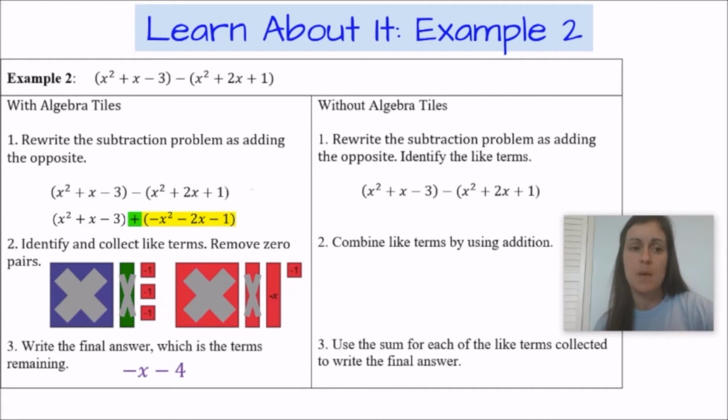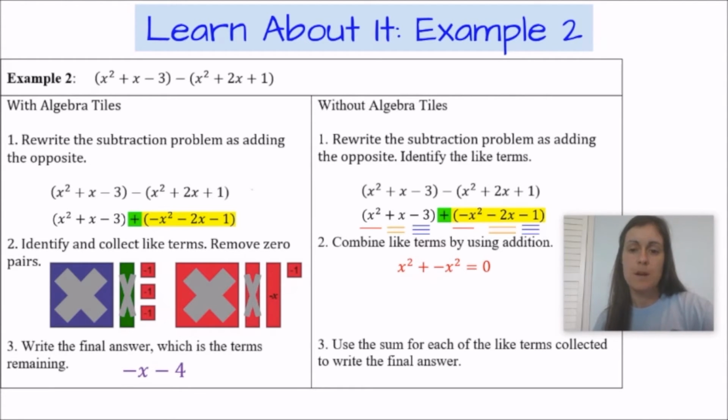I'll begin in the same way as when I solved the problem using algebra tiles, by rewriting the subtraction problem as adding the opposite. This time, I'll identify the like terms by using single, double, and triple underlines for my like terms. Then, I'll combine like terms. I'll begin with the red single underline. X squared plus negative x squared is equal to 0, and that was one of our zero pairs when we solved this problem using algebra tiles.